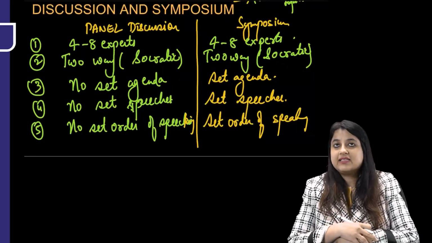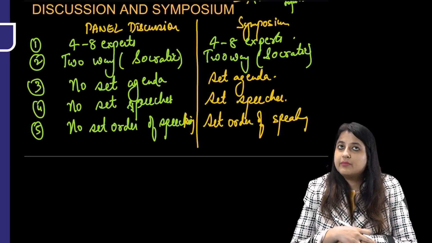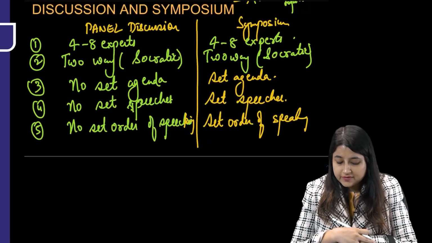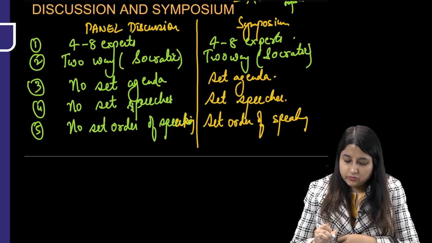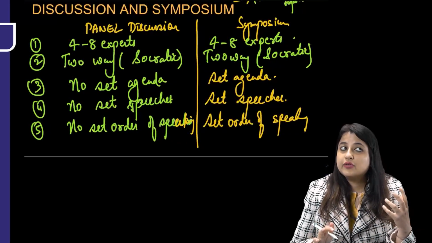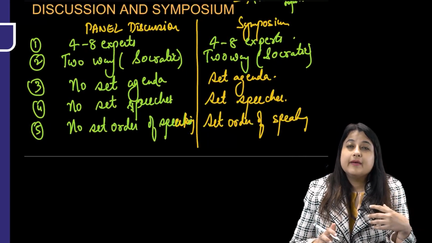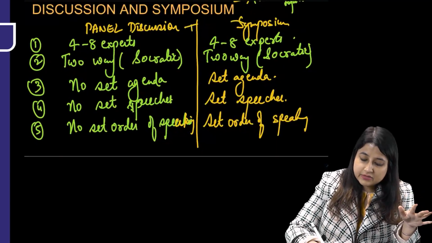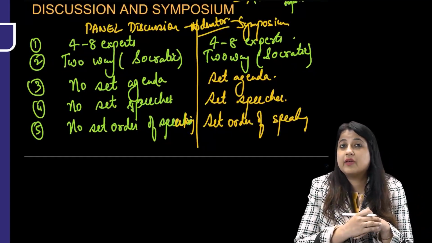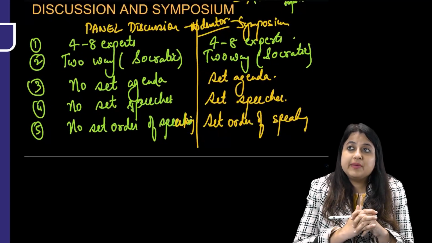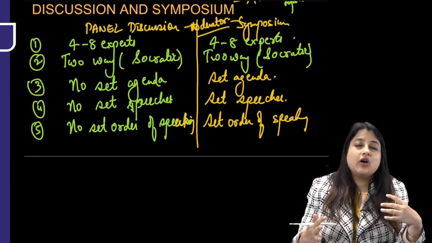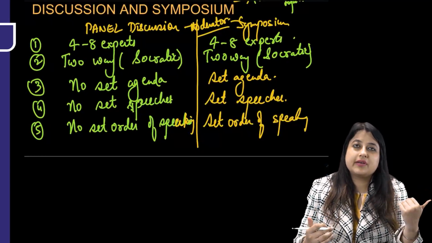That means in panel discussion, I have not conveyed the agenda before to the expert. There is no set agenda, there is no set order of speaking, that who's going to speak after whom. There are no set speeches. If you've seen news channels, they are a perfect example of panel discussion. Everywhere, both the places, we have a moderator. So the moderator is there, but the panelists whom we have called have not been given specific topics. They can intervene in between, and the moderator is just trying to moderate the discussion.